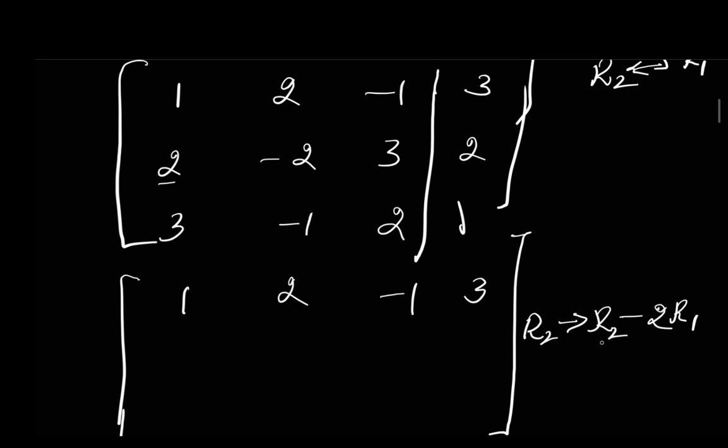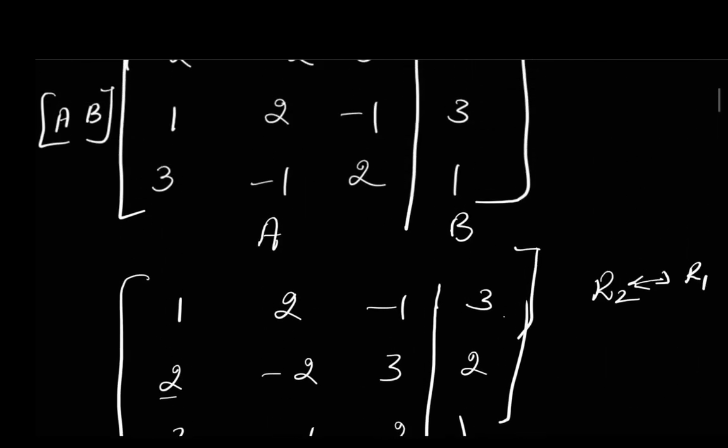So therefore, 2 minus 1 twos are 2 is 0. Minus 3 minus 2 twos, that is minus 3 minus 4, that is minus 7. 1 minus 2 times minus 1, that is plus 2, so plus 3. Then 2 minus 2 times 3, 2 minus 6 is here minus 4. So this is your new second row.